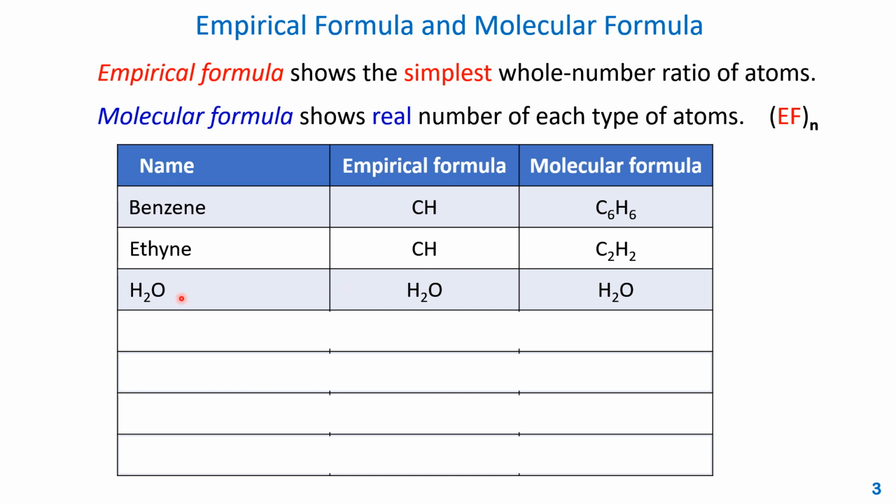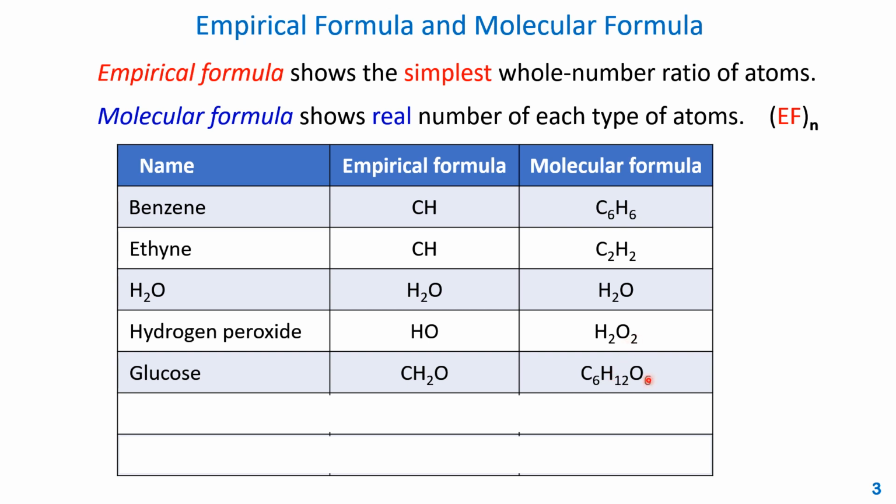Third example, water. The molecular formula and the empirical formula are the same. It's 2 hydrogen to 1 oxygen, because 2:1 is already the simplest whole number ratio. Hydrogen peroxide is H2O2, so the empirical formula will be HO because 2:2 simplifies to 1:1.